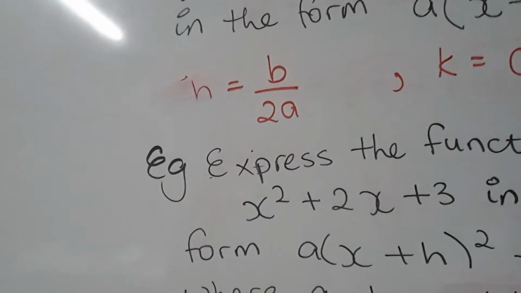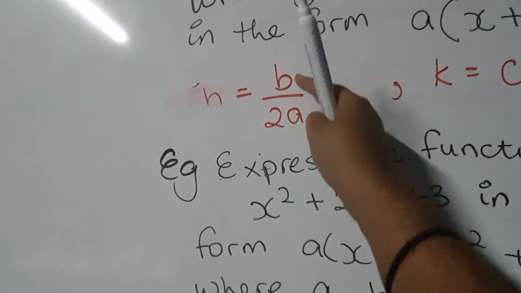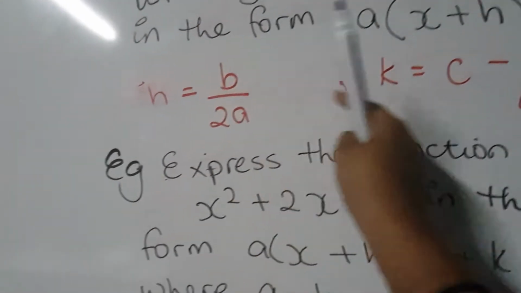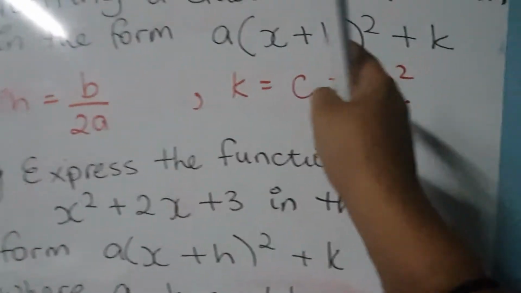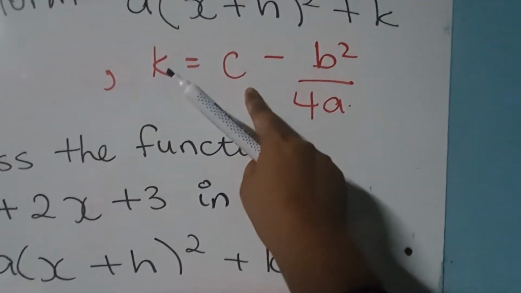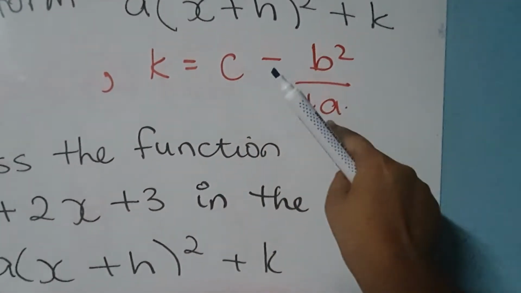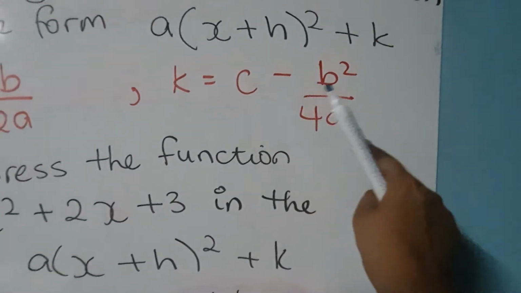h would be equal to b over 2a, and k would be equal to c minus b squared over 4a.